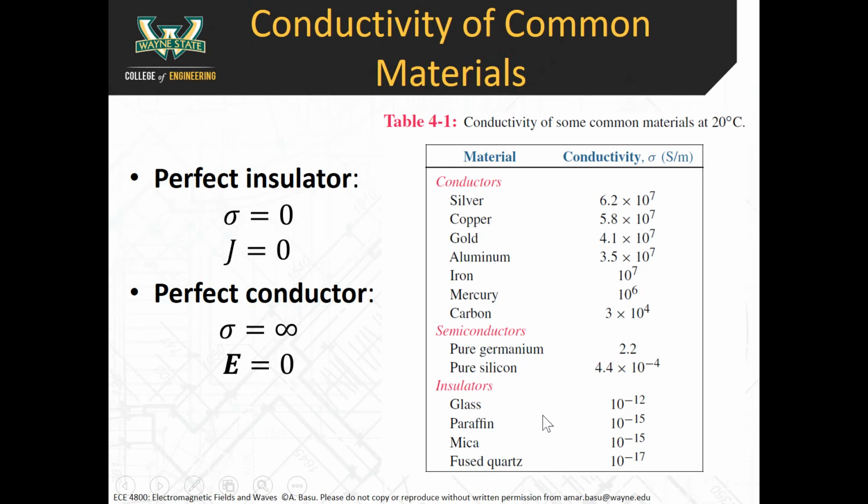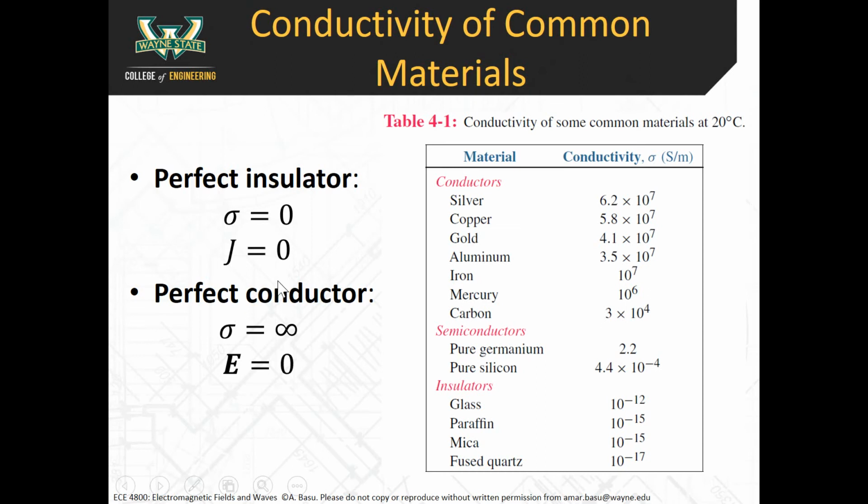All right, semiconductors have conductivities that are much lower than conductive materials. Germanium and silicon, you can see they're quite a bit less. Insulators, look at how low the conductivity for these is: 10 to the negative 12, 10 to the negative 15, 10 to the negative 17. These things basically don't conduct current at all. The perfect insulator would have a sigma equal to 0. The only perfect insulator that you could really have is vacuum, where there's nothing.